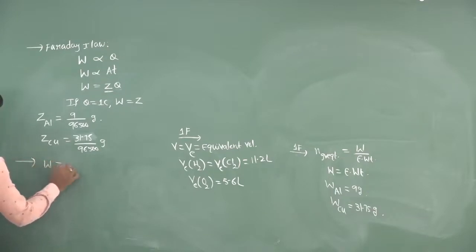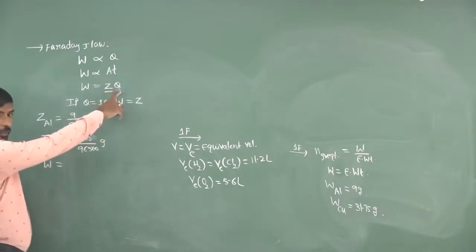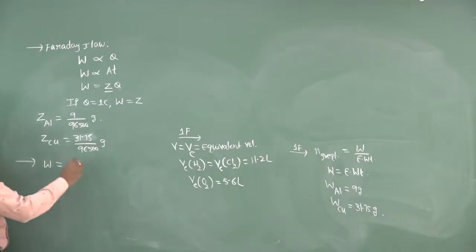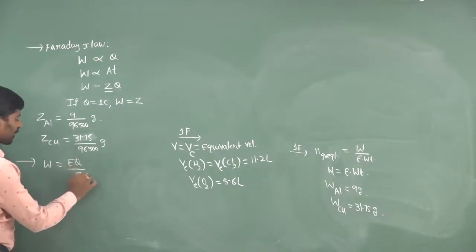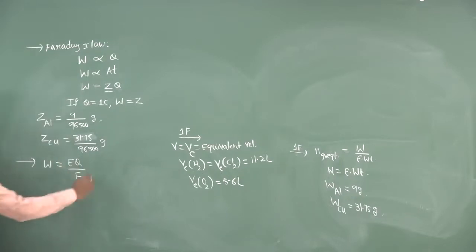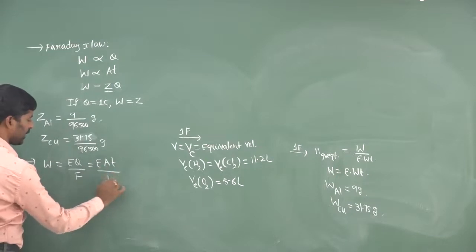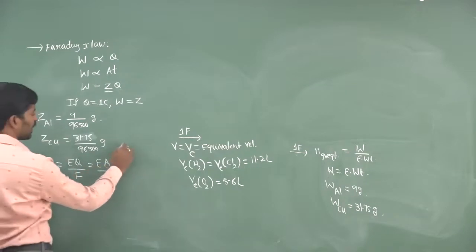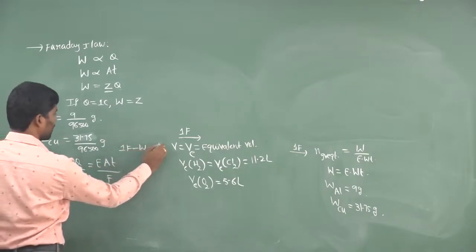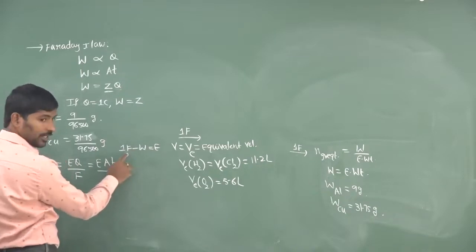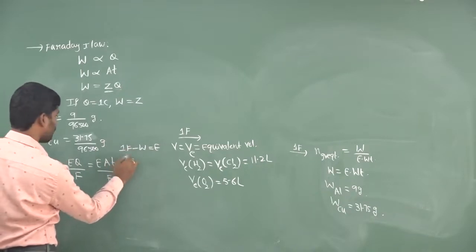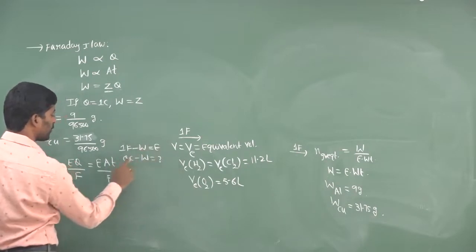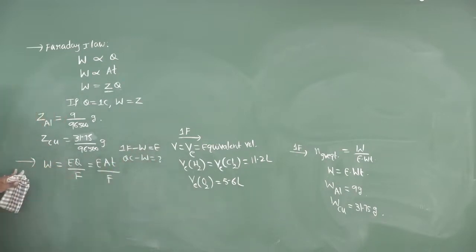Okay, if the Q value is given, then how to calculate the weight of substance deposited? That is EQ by F, or Q may be written as EAT by F. Some of the equations you need not remember, and you can simply get them like this. For 1 faraday, the weight of substance deposited is the equivalent weight, 96,500 coulombs. Then for Q coulombs, what is the weight of substance deposited? What we get is Q by F into E.